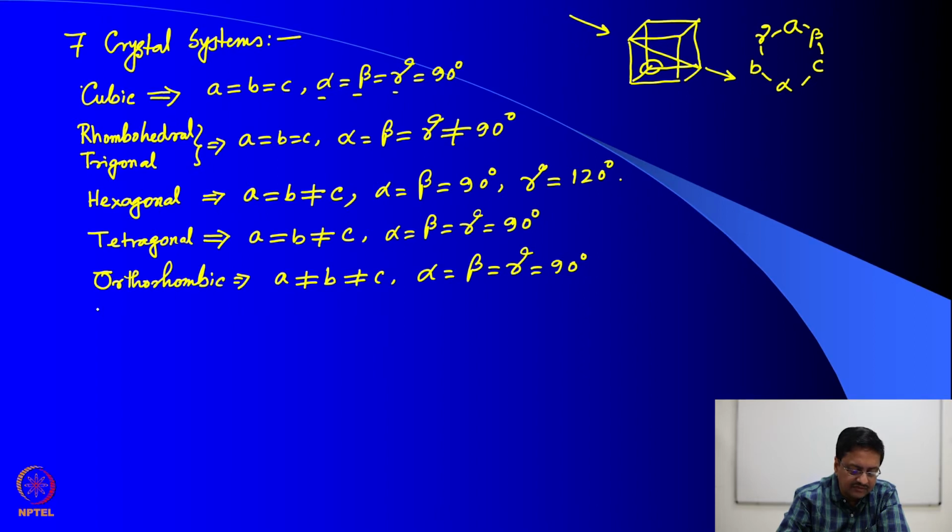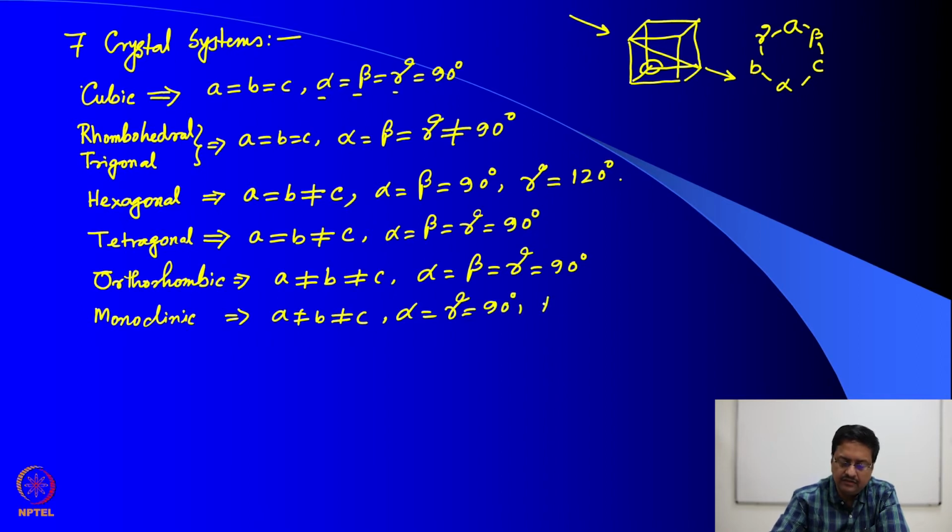Next less symmetric is monoclinic, where a is not equal to b is not equal to c, alpha is equal to gamma is equal to 90 degrees, and beta is not equal to 90 degrees.